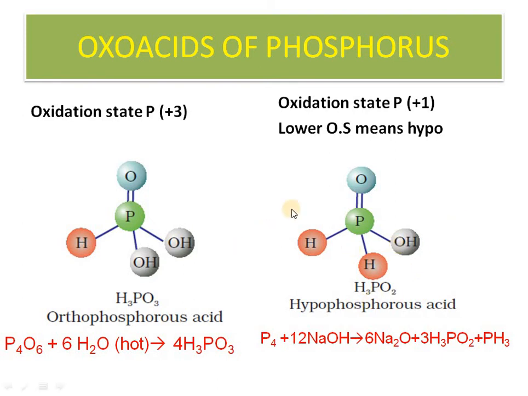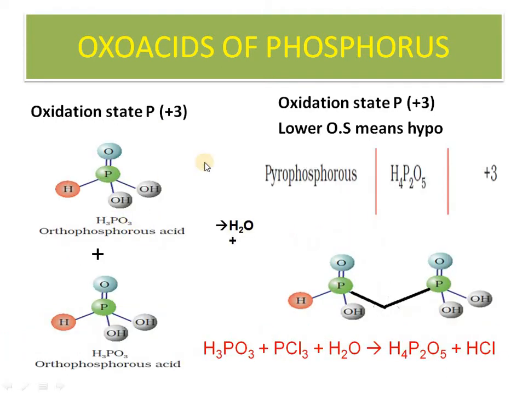So this structure is now the structure of pyro, and you can see from here that orthophosphorus acid has this structure, and now we are getting pyrophosphorus acid with this structure. Okay, so this way we can get the structures of phosphorus acids. Hypo will have a lesser oxidation number, and for pyro the oxidation number remains the same.